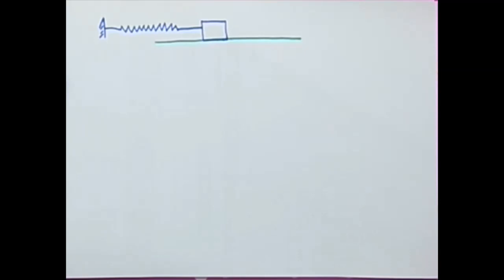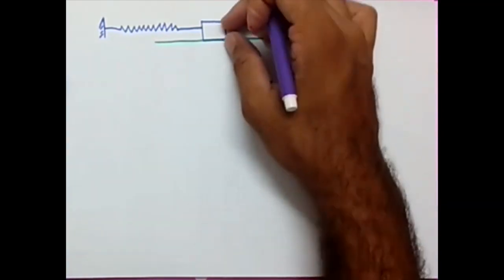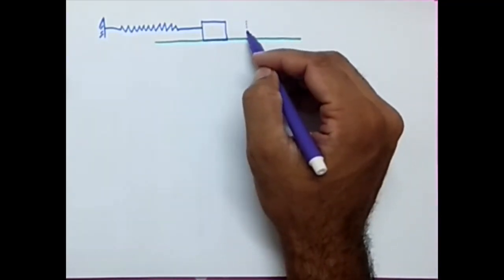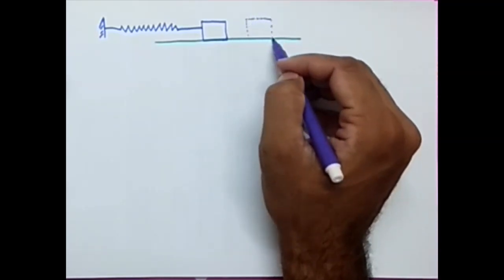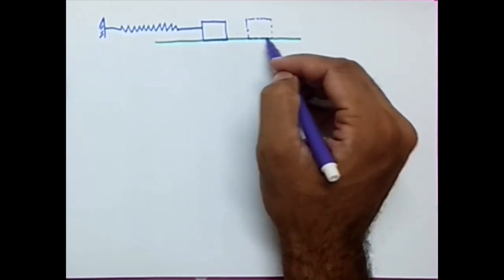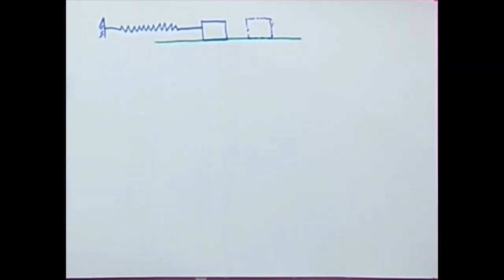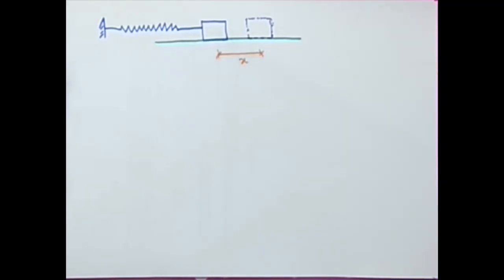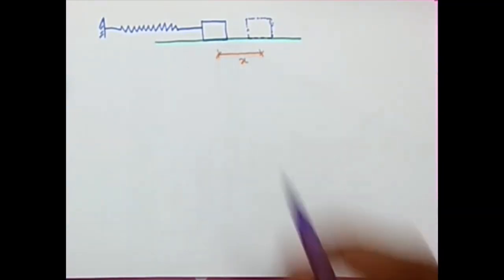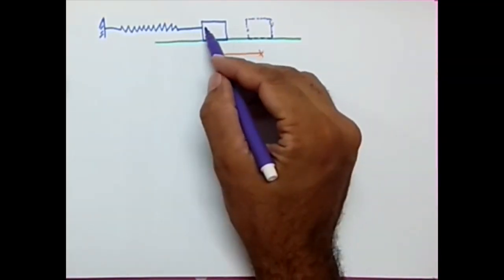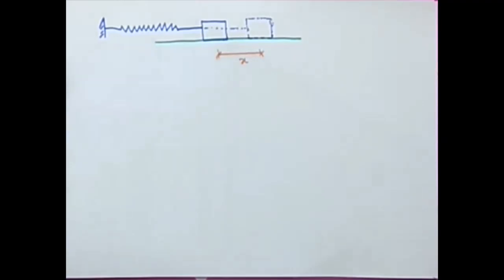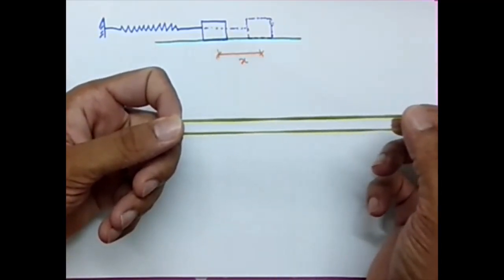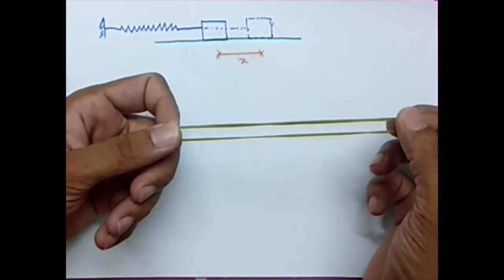Now what happens? I am applying a stretching force, and I will pull this mass to an initial position, say here. Let this be at a distance of x. Now when I do that, automatically the spring also gets stretched. So for the time being, let's assume this as a spring. I extended it and I kept it in this position. That is what the condition is.